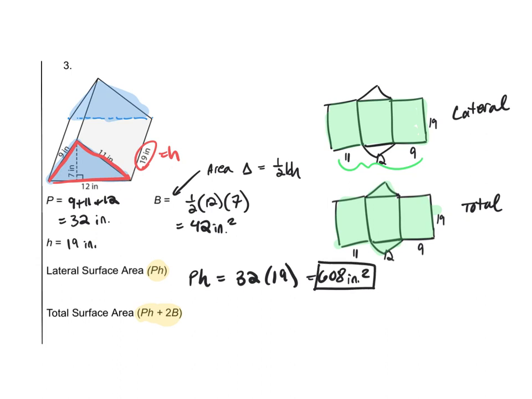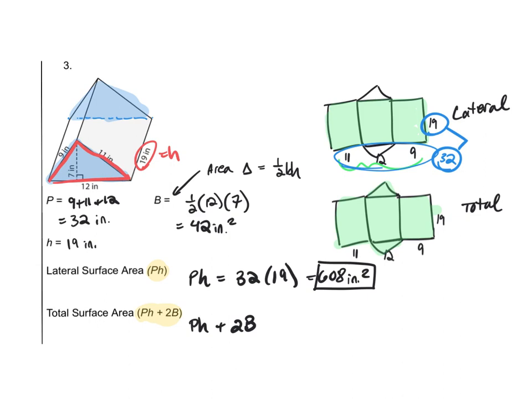And you can see in our diagram, here's our 32 and here's our 19. So that's why we're multiplying 32 times 19. Now let's talk about the total surface area. All we have to do for this is start with our lateral surface area and then add the area of the base 2 times. So PH plus 2B.